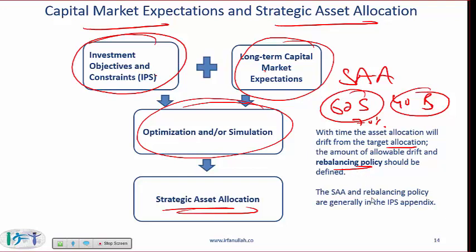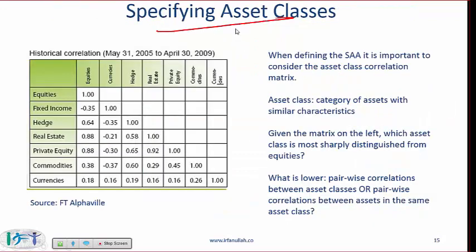The frequency with which rebalancing needs to happen and how it needs to happen is covered in detail at level 3. But all you need to recognize here is that rebalancing is needed, and the process for rebalancing is defined in the IPS, typically in the appendix. Specifying asset classes. So just as a general point, when you put your clients' money in different asset classes, you obviously need to be aware of the correlation between asset classes.